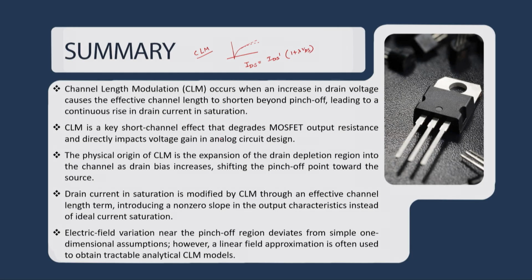Strictly speaking, to incorporate the CLM effect, you need to solve a two-dimensional Poisson equation in that region, where the channel is modulated by length LP. So, that is what we have seen, that overall current is modulated because of the channel length modulation as IDS dash into 1 plus LP divided by L.